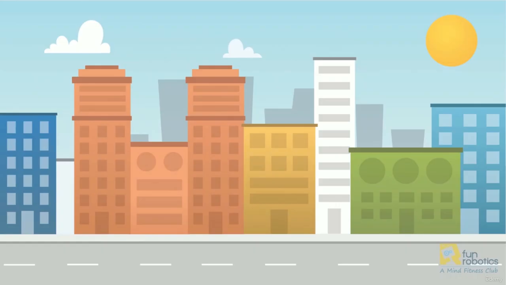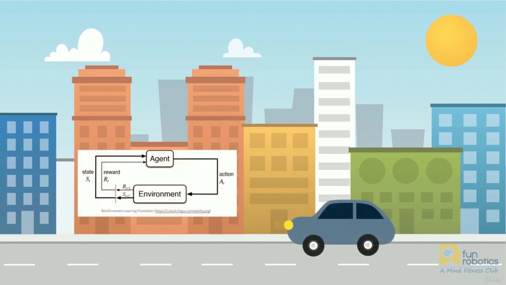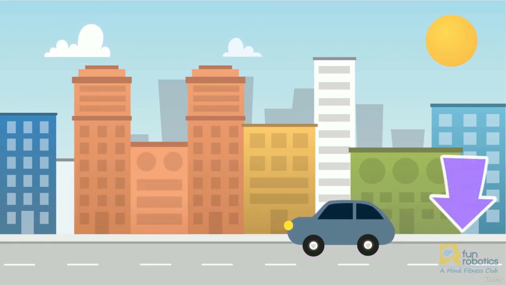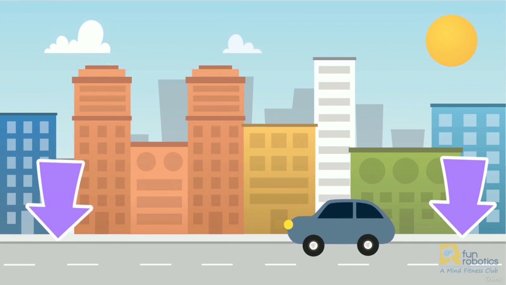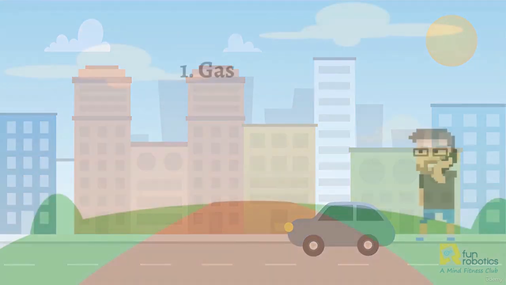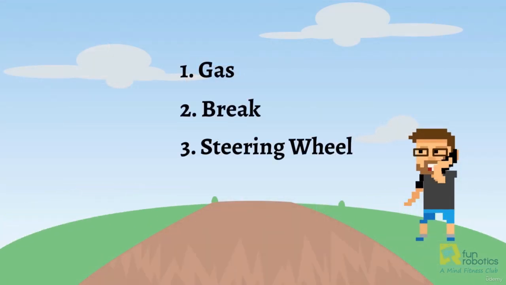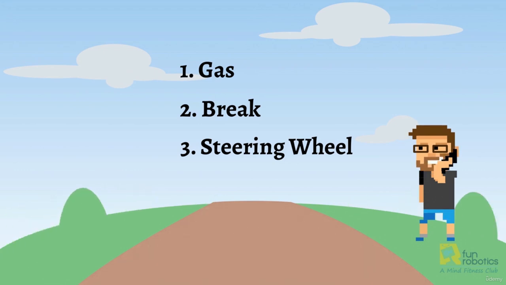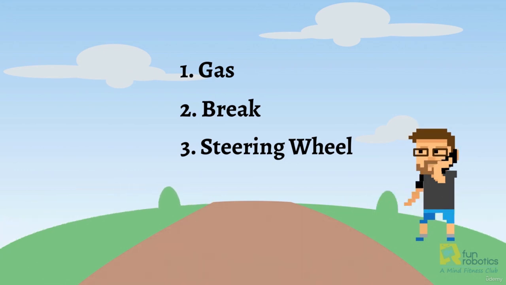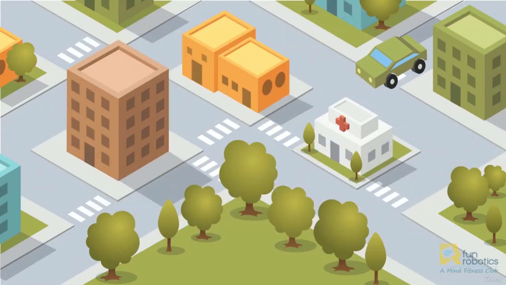Let's look at an example of a self-driving car on a straight neighborhood street. The reinforcement learning agent in this case is the car, and the environment is the street. The goal is to train the car to drive from the start to the end of the street. The car has knowledge of the set of actions it can take, which are gas, brake, and turning the steering wheel. Every action the car takes in the street results in a new state of the car.